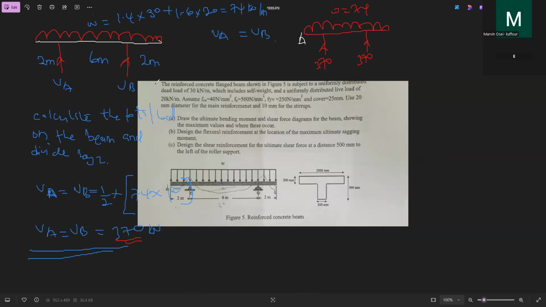I'm labeling them. Here is A, here is B, and here is C, here is D, and here probably that's the middle. Okay.